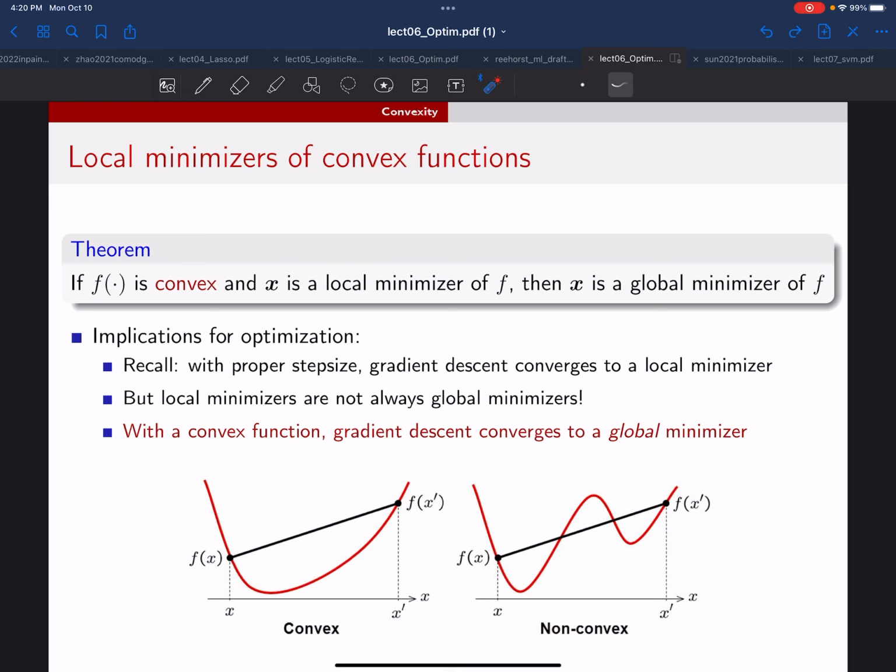Okay, so the theorem says if the function you're minimizing is convex and you found a local minimizer of f, we know how to do that, right?